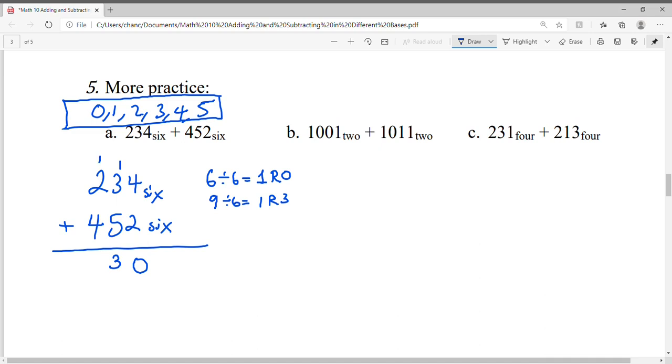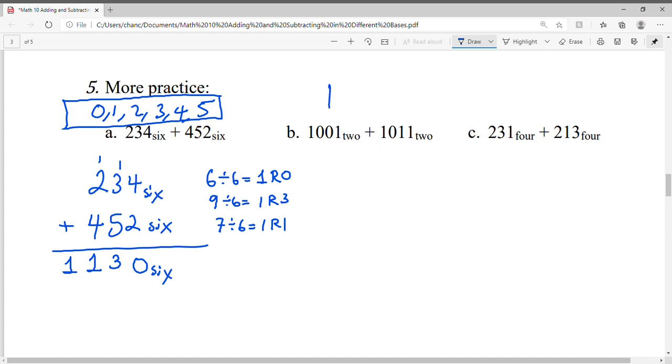Remember, 9 does not exist in base 6, so we'll convert it to base 6 as 1, remainder 3, or 1, 3. We have 1 plus 2 plus 4, that's 7. 7 does not exist in base 6, so we'll divide it by 6. We get 1, remainder 1. So this is equivalent to 1 here. Carry that 1 over, you get a 1 here. And so this is our solution, 1, 1, 3, 0, base 6.